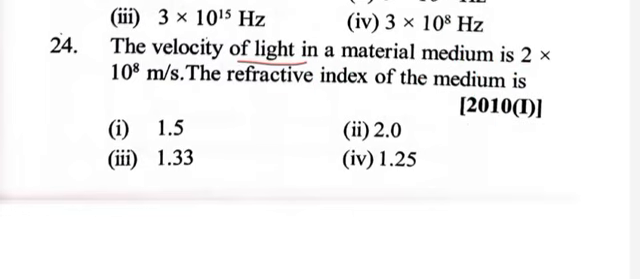Velocity of light in a material medium is 2 into 10 to the power 8 meter per second. The refractive index of the medium is mu is equal to c by v. So 3 into 10 to the power 8 divided by 2 into 10 to the power 8. 10 to the power 8 cancels, 3 divided by 2. So our answer is 1.5.